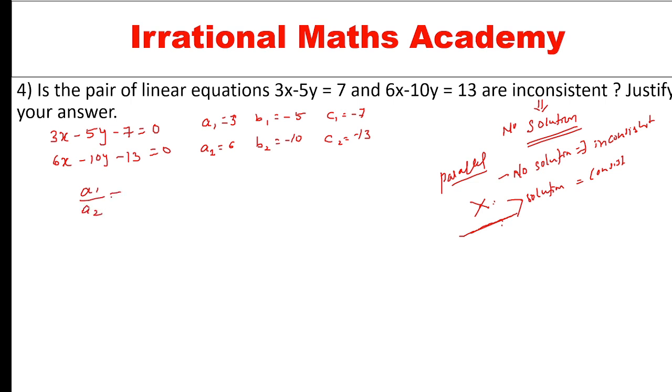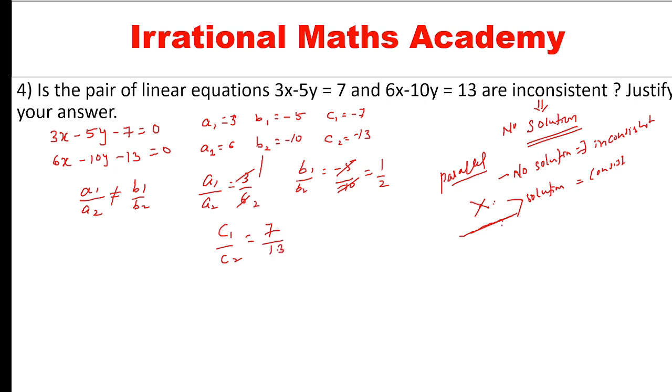Let me check whether these are intersecting lines or not, whether A1 by A2 is not equal to B1 by B2. A1 by A2 is 3 by 6, which is 1 by 2. B1 by B2 is minus 5 by minus 10, which is 1 by 2. C1 by C2 is minus 7 by minus 13, so minus minus gives 7 by 13.